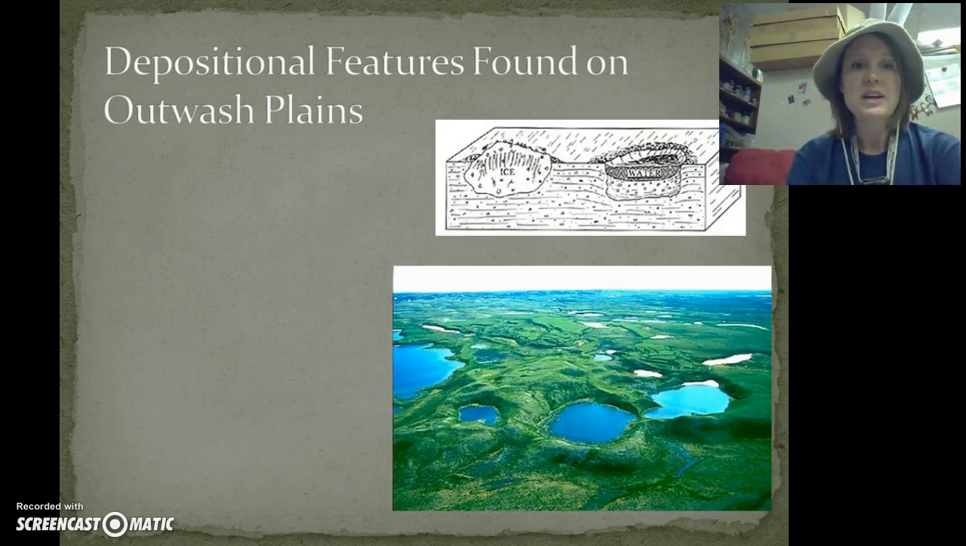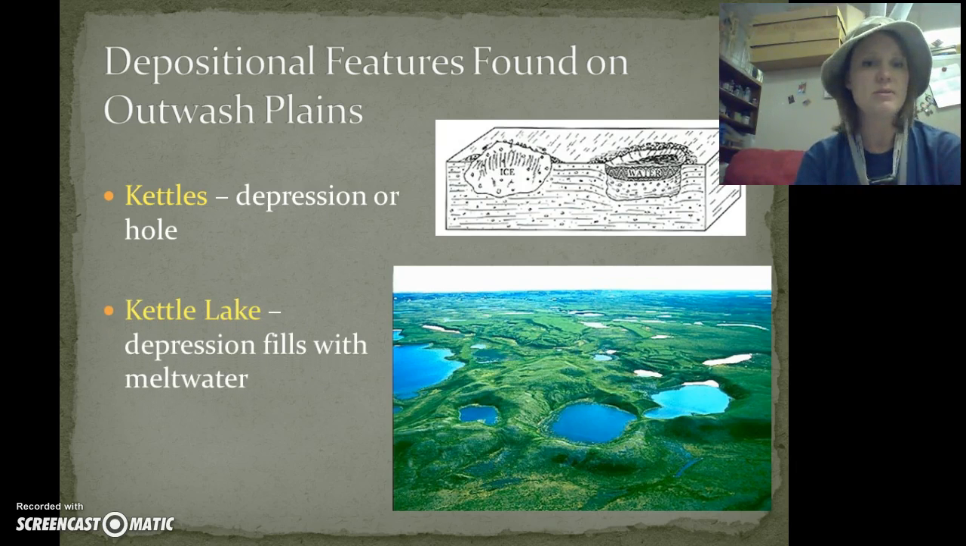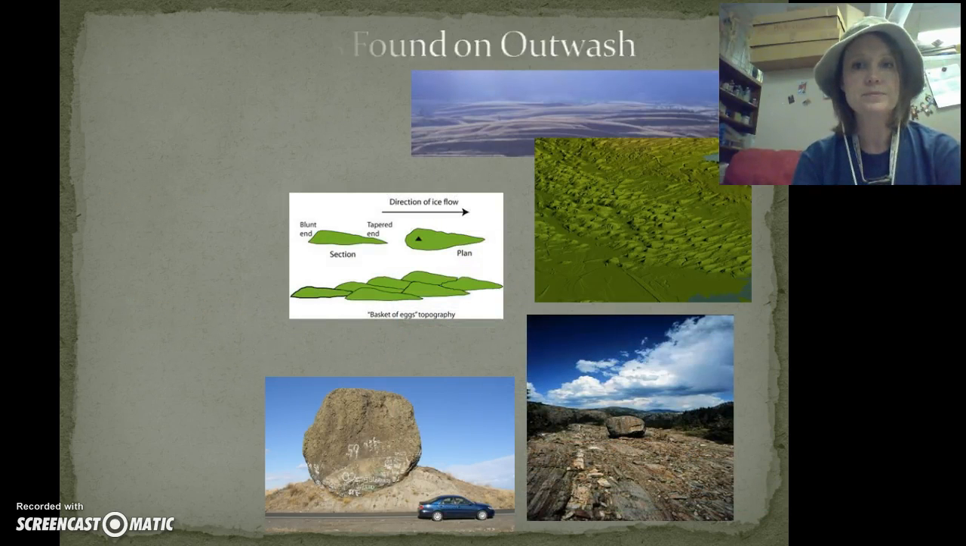Some other features we get are kettles. Kettles are where you have a chunk of ice that is surrounded by till, and as the ice melts, it fills in with the meltwater and forms kettle lakes. And you can see what that looks like in the picture there at the bottom. So the depression itself is called a kettle, and then if the meltwater hangs around, it forms a kettle lake.